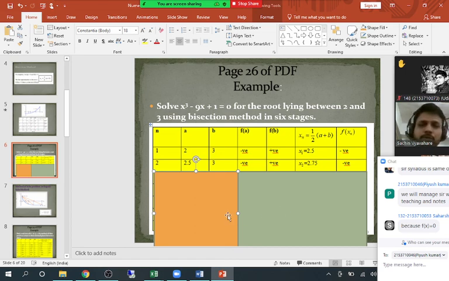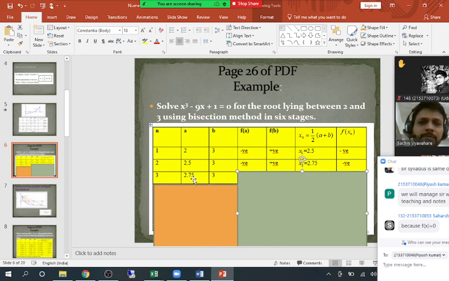What is the next interval where the root is? Yes, quick. What will be the next interval? Hello? I'm not getting any answer. Hello? 2.75 to 3. Correct. That's one. So you should give the quick answer, no? Correct. Good. Very good.